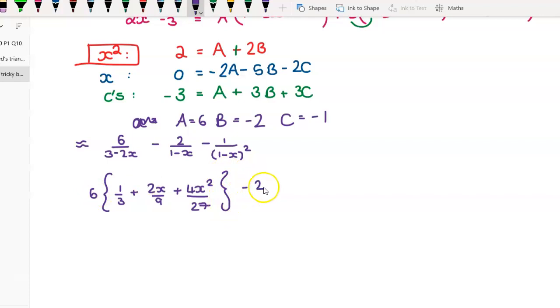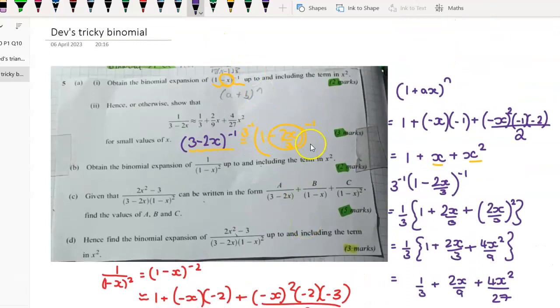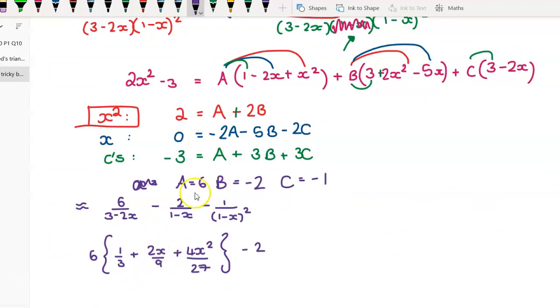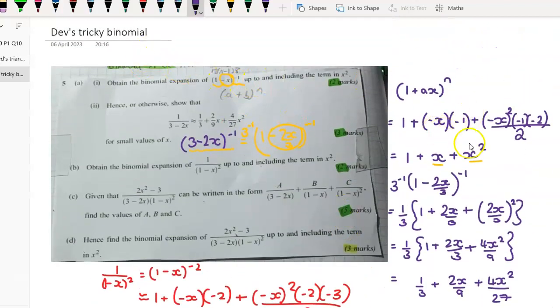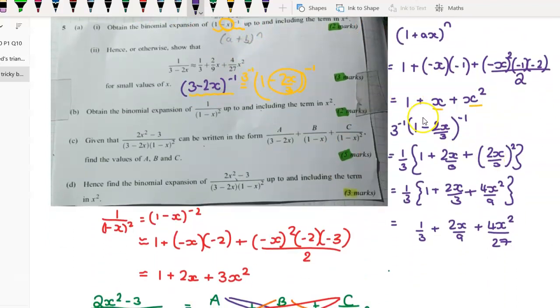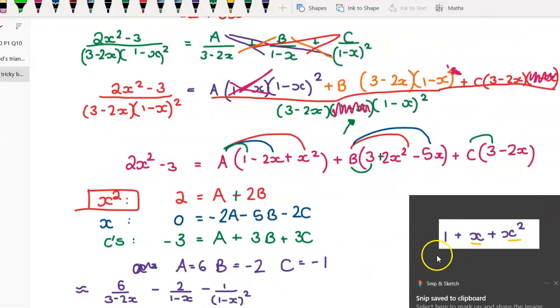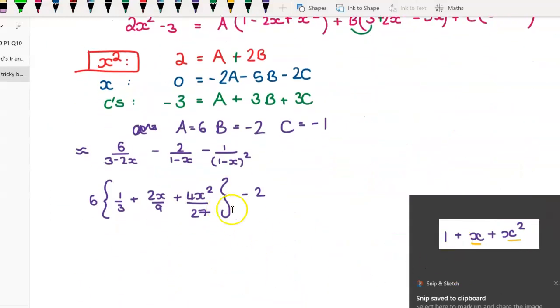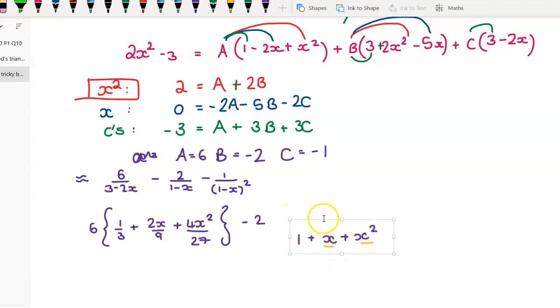So we've got 6 of that minus 2 of our expansion of 1 minus x to the power minus 1, because that's 2 over 1 minus x, which is 2 times 1 minus x to the power minus 1. And our 1 minus x to the power minus 1, that was what we did right at the start. That was 1 plus x plus x squared. Okay, so we have 2 of them.